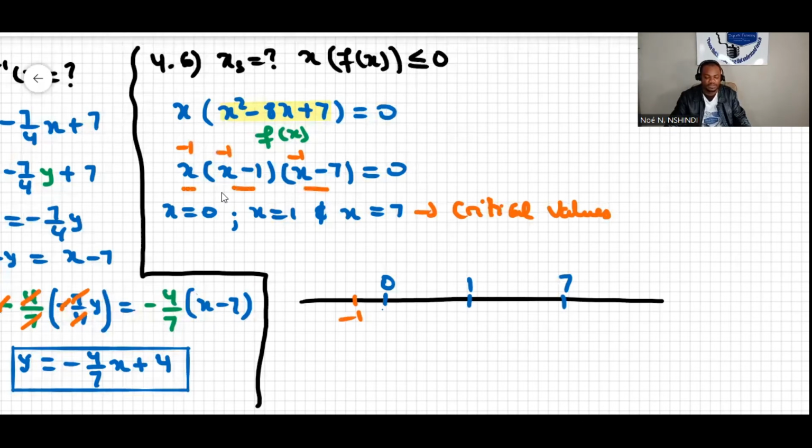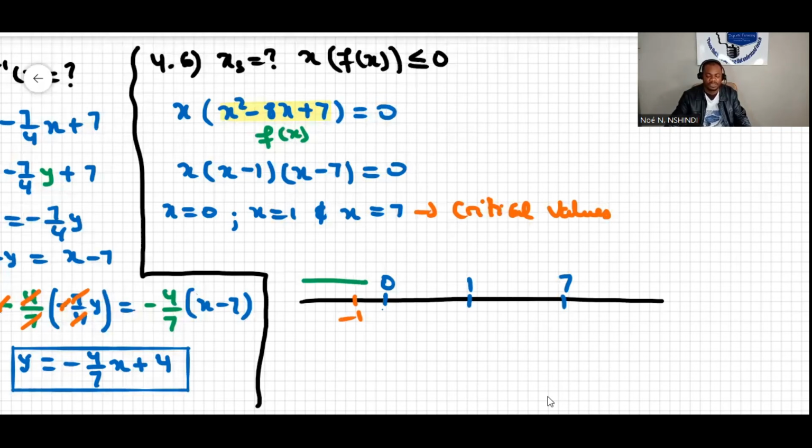So we will have negative times negative times negative, which makes negative. So in this interval, it's going to be negative all over. The solution here will be negative.